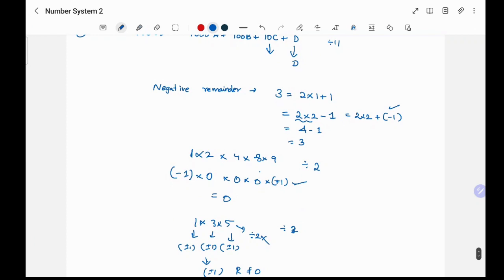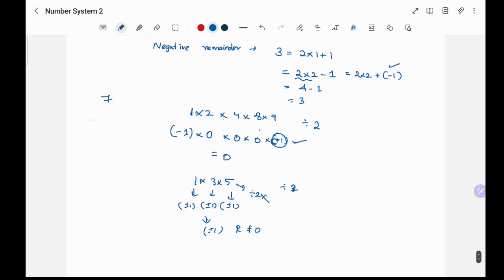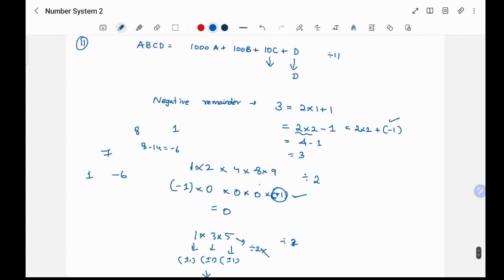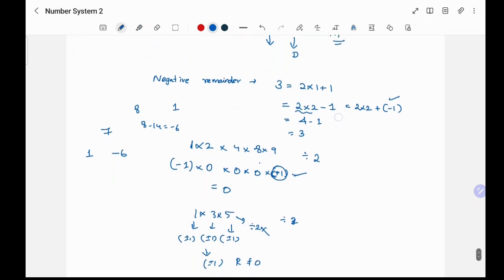So in place of writing a positive remainder, we can also use a negative remainder. For example, for 7, if the positive remainder is 1, then the negative remainder will be minus 6. For example, take 8: the remainder of 8 when divided by 7 gives plus 1. But it is also 8 minus 14, which gives minus 6. So minus 6 is also a remainder. This is only for convenience, because it is useful in certain cases such as these. We'll see why it is useful in the case of divisibility by 11.